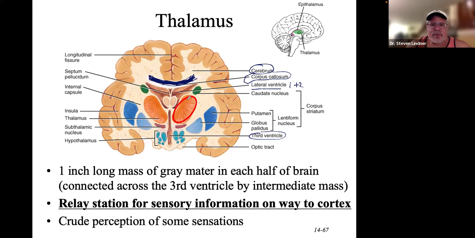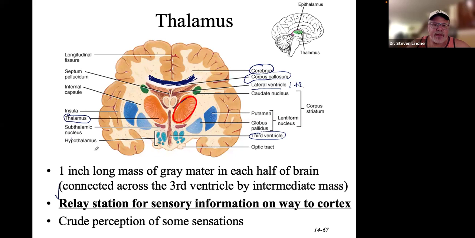In any manner, right here, what's circled is kidney bean shaped. That's your thalamus. That's where all of your sensory information is going to be relayed, except for the sense of smell.